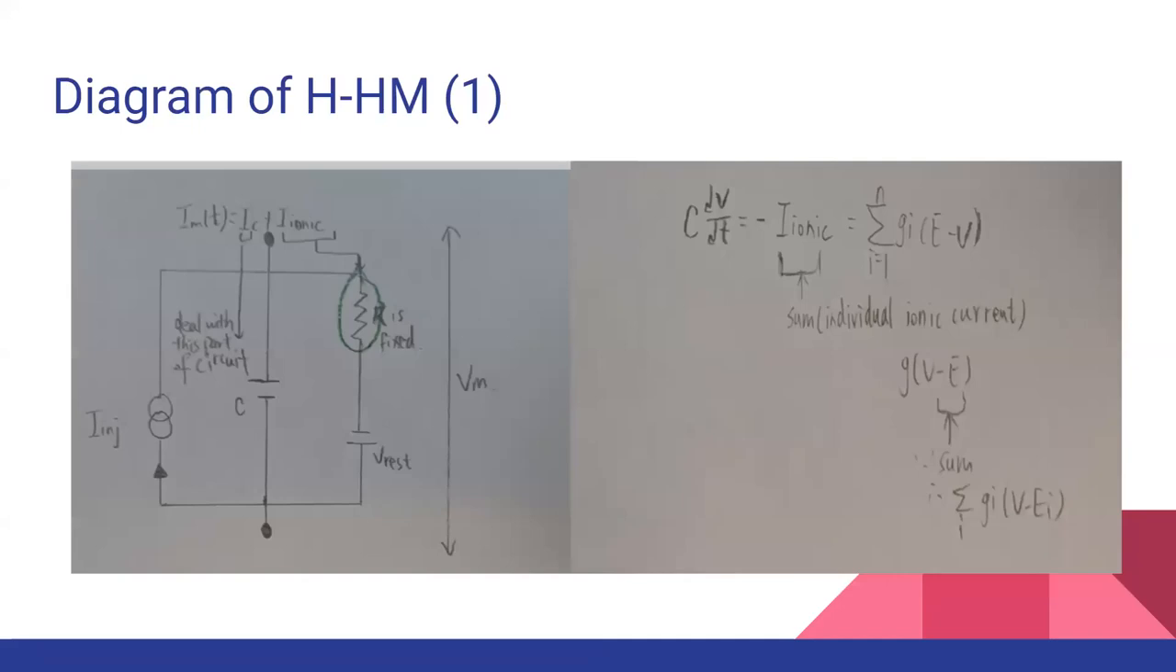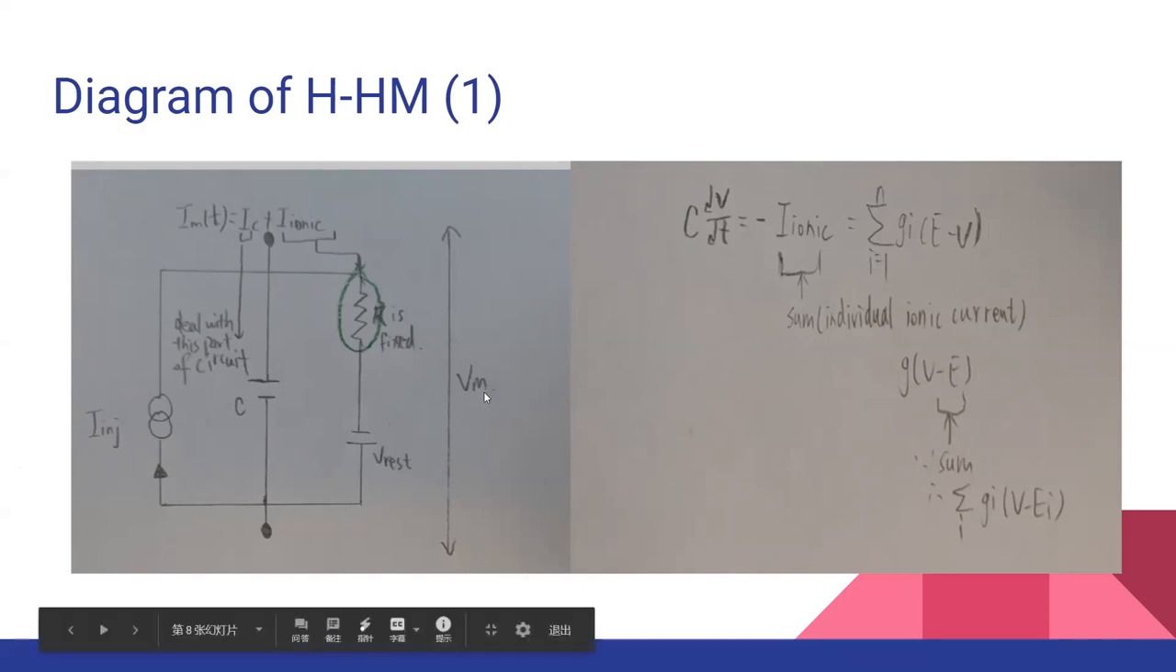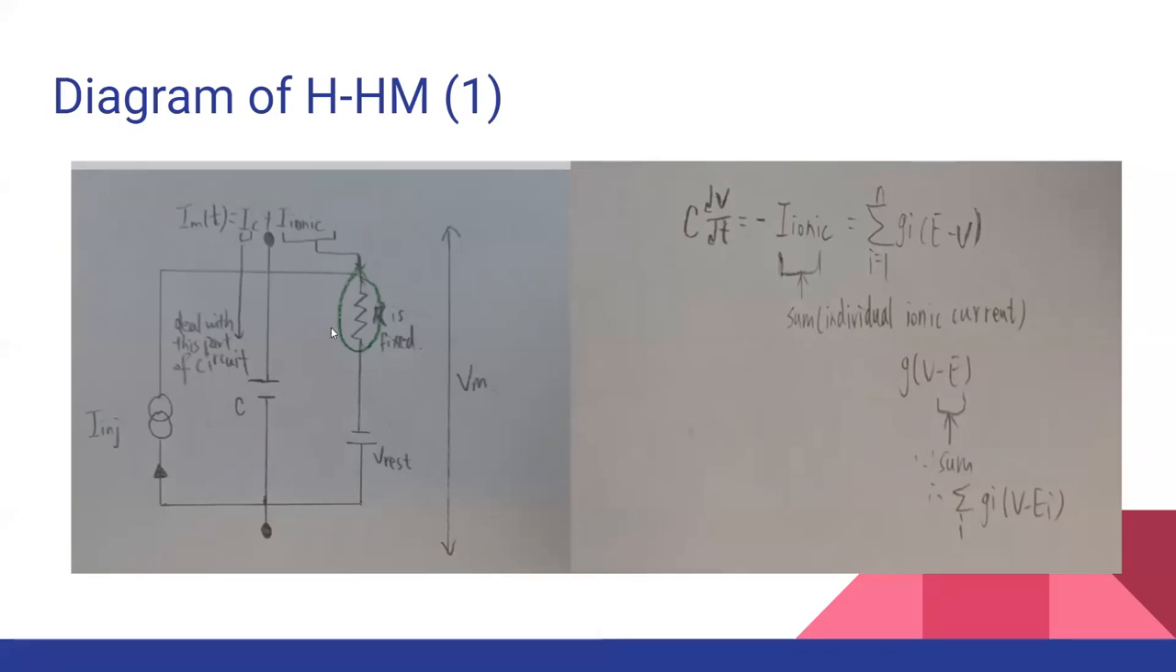Okay, this is the first diagram I drew of the Hodgkin-Huxley model. You see from the left side, there is an electrical circuit diagram. The total amount of current crossing the neural membrane equals the capacitive current plus the ionic current. This is the ionic current. This is the voltage at the resting membrane potential. This one is a resistance. This is the total voltage. And IC deals with this part of the circuit.